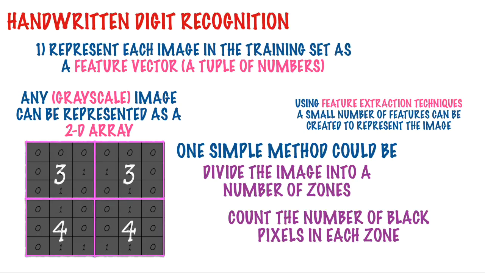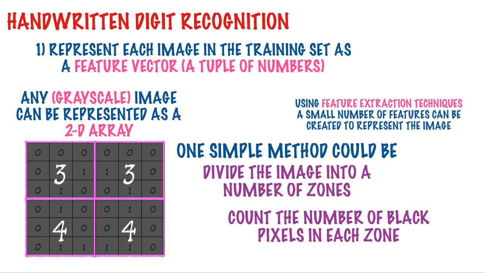Now, instead of representing this particular image by 6 by 6, that's 36 numbers, you could represent the same image using these 4 numbers, 3, 3, 4, 4. So this tuple of 4 numbers could be used to represent the image instead of using the entire 36 number tuple. So we have reduced the number of dimensions from 36 to 4. This is one very simple but crude way of extracting features from images. It's called multi-zoning and it is actually used pretty commonly.